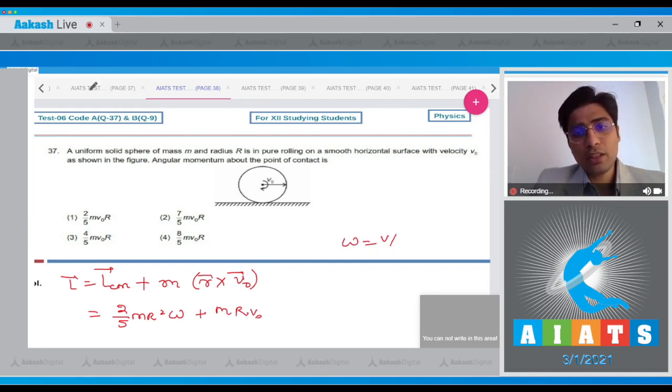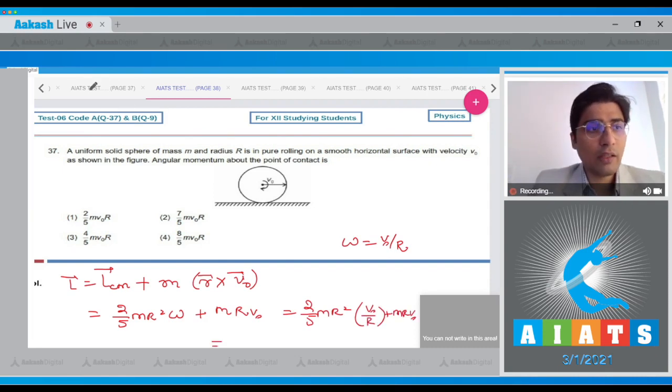Now omega can be written as v by r or v0 by r, as here it is pure rolling, so this will be 2 by 5 mr square v0 by r plus mr v0, giving us a value of 7 by 5 m v0 r, and therefore for this question the correct answer should be option number 2.